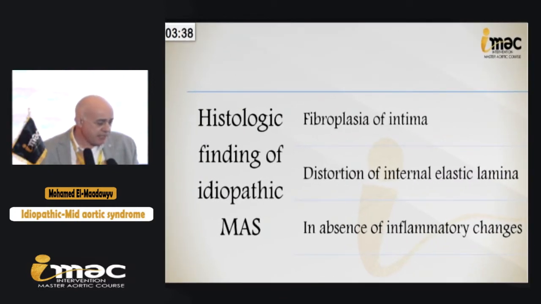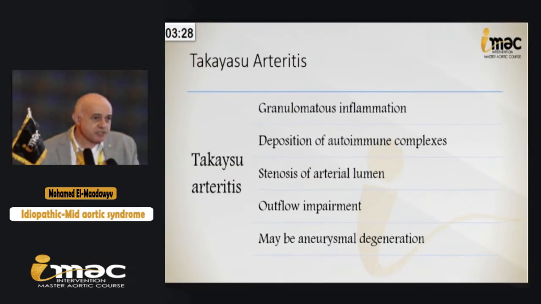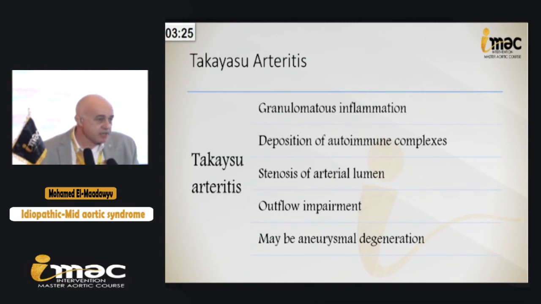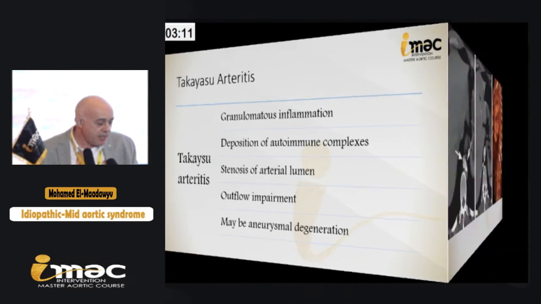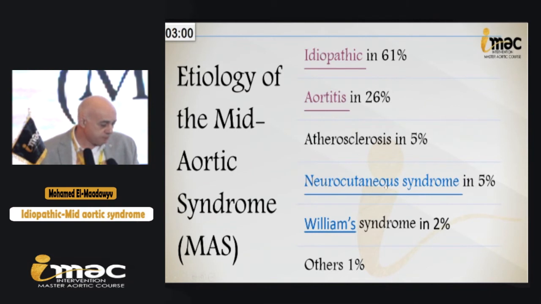The histological findings may be fibroplasia of the intima and distortion of the internal elastic lamina in the absence of inflammatory changes. Aortitis, which occurs in up to 25% of the cases, most commonly Takayasu arteritis, involves granulomatous inflammation and deposition of autoimmune complexes in the aortic wall, resulting in stenosis of the arterial lumen and outflow impairment, and there may be aneurysmal dilatation like this case. Also, dissections can complicate the condition and the stenosis like this form.